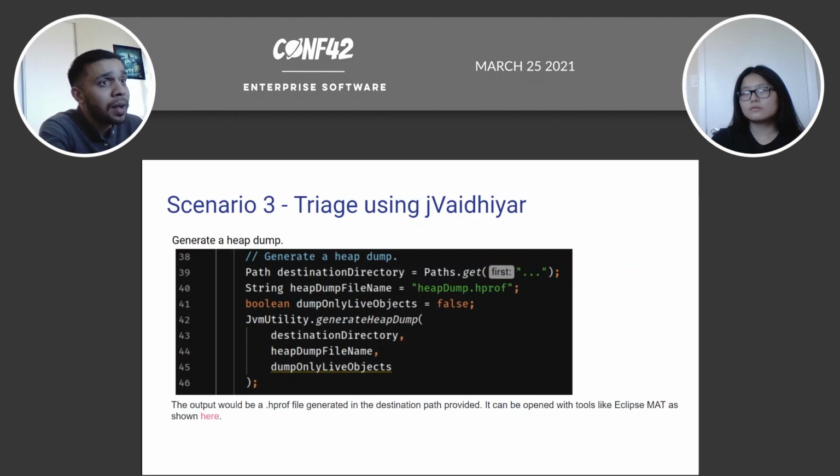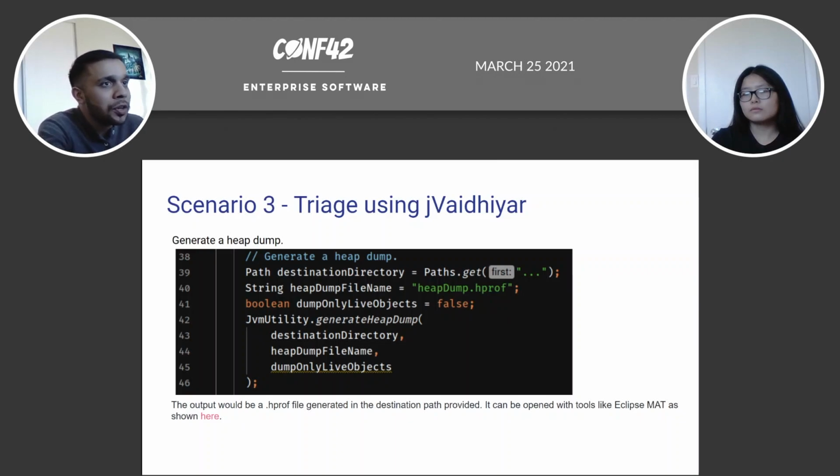You could add code to your application to generate a heap dump if memory usage exceeds a particular threshold, or if the user puts a particular input. So this is pretty useful, as you don't need any other application to connect to it, or to basically attach to it and generate a heap dump through that.